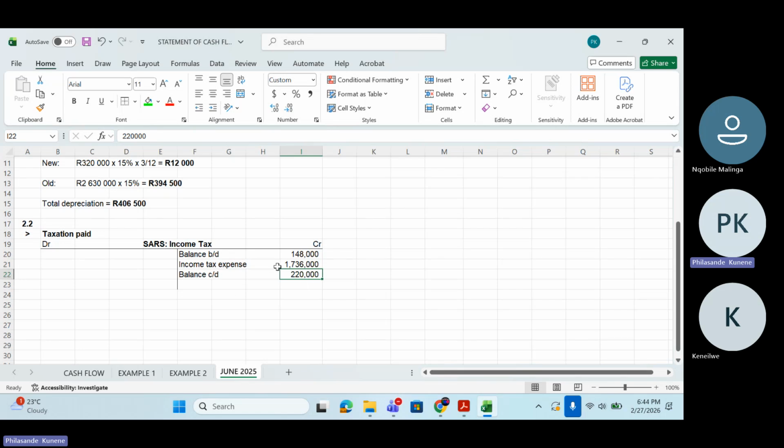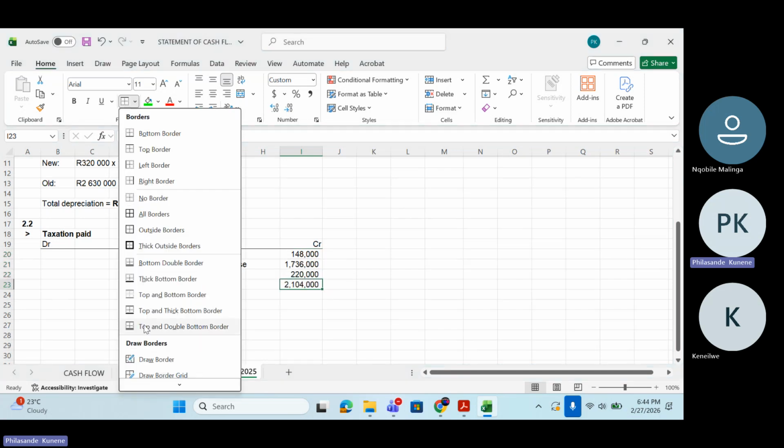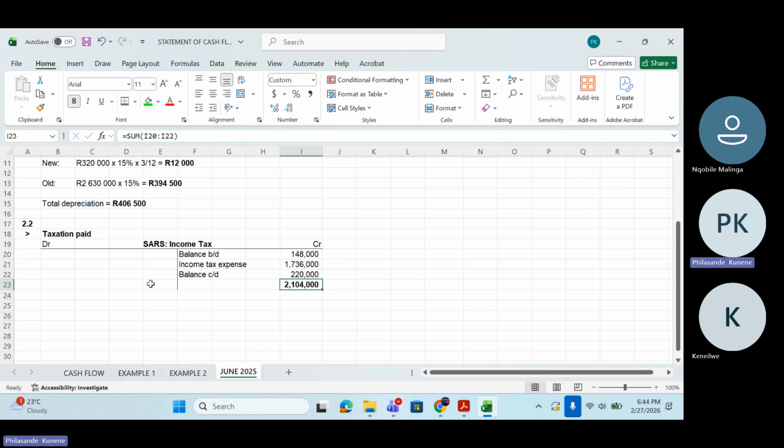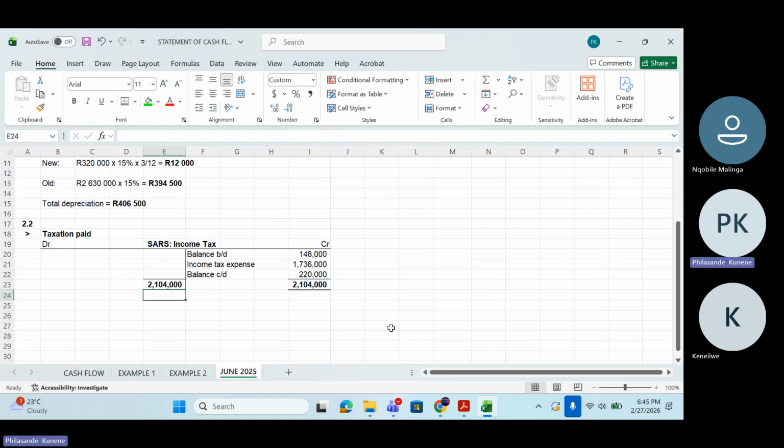Then now, obviously, I need to get my total here, which is now how much? 2,140,000 rands. Oh, sorry, 2,104,000. And then this side, I'm going to have what? I'm going to have bank. So which means this is going to be the 2,104,000 rands, which is the SARS, the taxation that was paid.